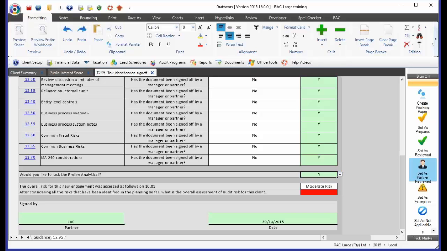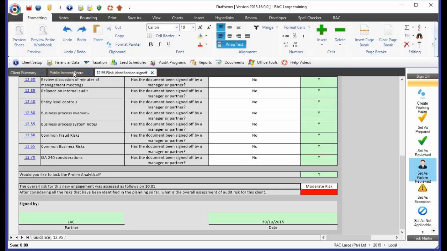You can say yes, you want to lock the prelim analytical. Once you've done that, you can delete the entire trial balance. You can do journals, do what you like. The numbers in that prelim analytical will not change. If you decide you do want to change it, just come back and make this a no again. Open up your prelim analytical, and it will update all the values.